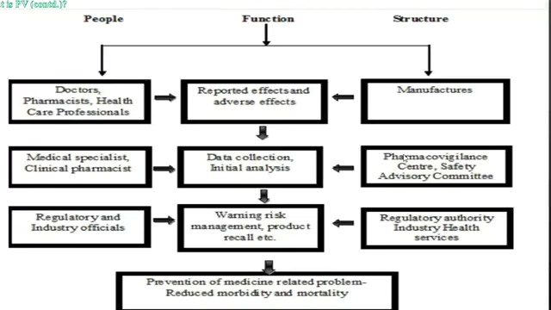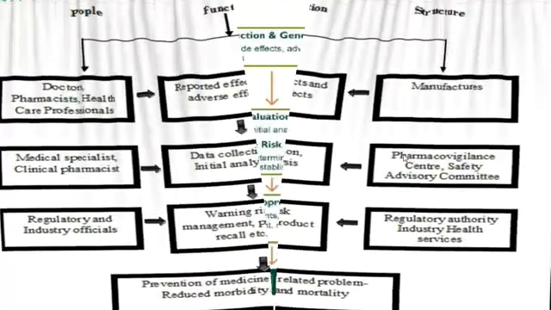All this data collection and initial analysis helps to create a warning and risk management, which allows the management of the risk, and they are able to create the warnings and product recall. If something is alarming, we are in a position to recall that particular product. So basically, in all, the technicality takes care of the prevention of medicine-related problems, reducing morbidity and mortality. This is a simple understanding of what comes out as the output of the entire effort that you put in.